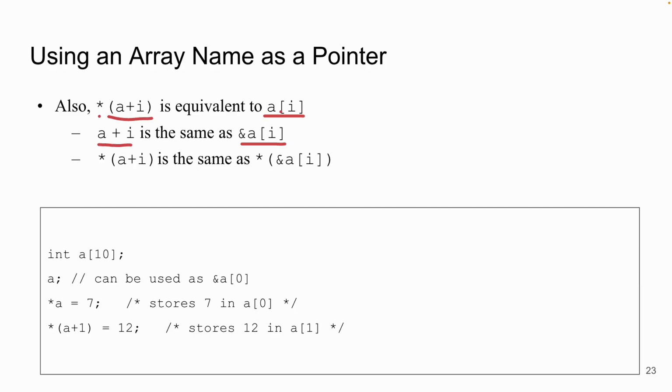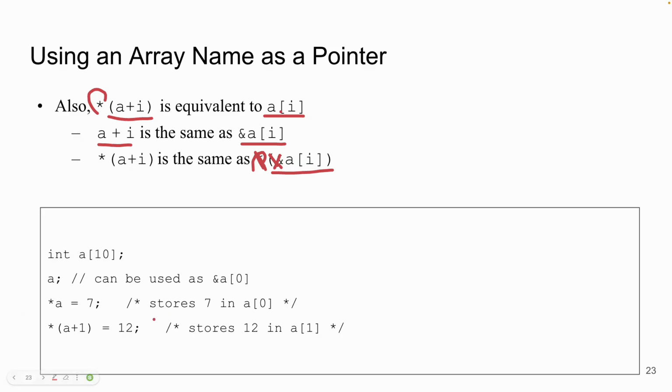So if we apply the indirection operator to A plus i, actually this is the same as applying the indirection operator to &A[i], and we also say that the indirection operator and the address operator have an inverse relationship. So that is why we can just cancel the address operator and the indirection operator, and we get A[i].